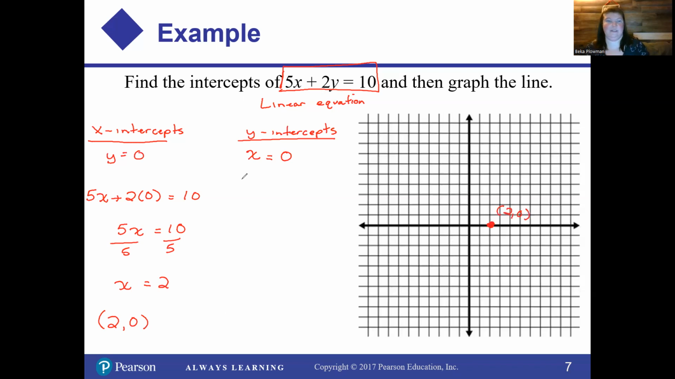I'm just going to write the point here again. If I want my y-intercept, like I said, I just want x equal 0. So I'm going to have 5 times 0 plus 2y, because I don't know what y is, equals 10. Once again, I'm going to get a 0 here, but I'm left with 2y equals 10. Divide both sides by 2, and we get y is equal to 5. So we get the ordered pair, oops, did that backwards, x is 0, y is 5. So 1, 2, 3, 4, 5.